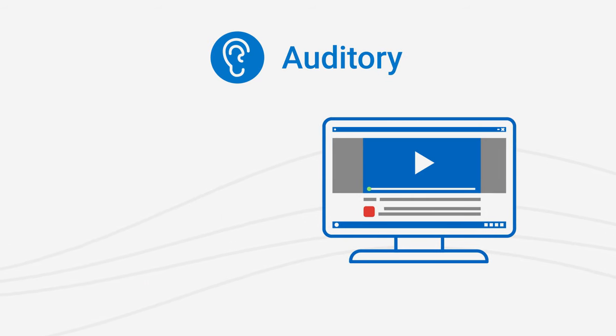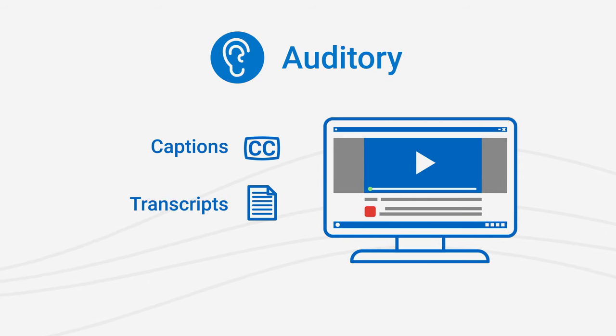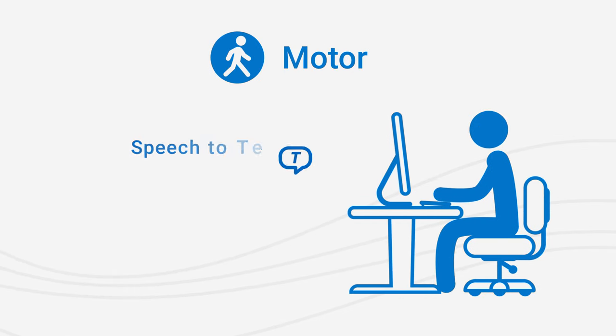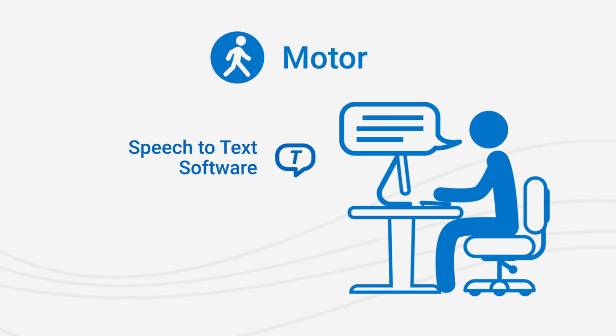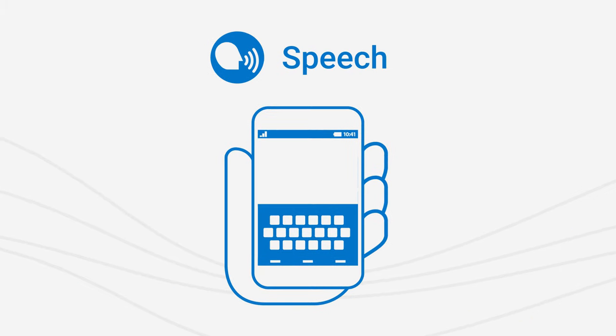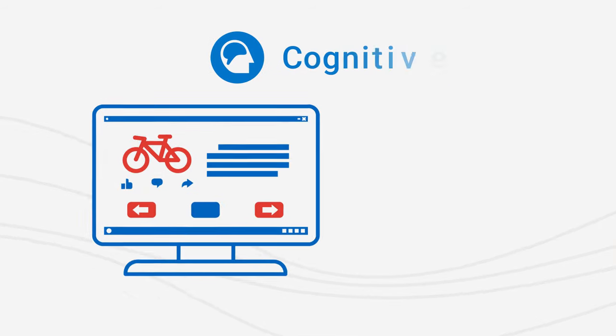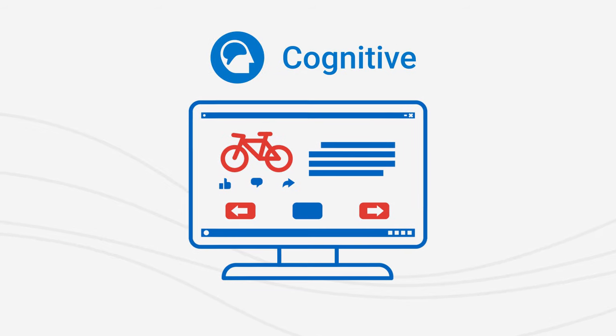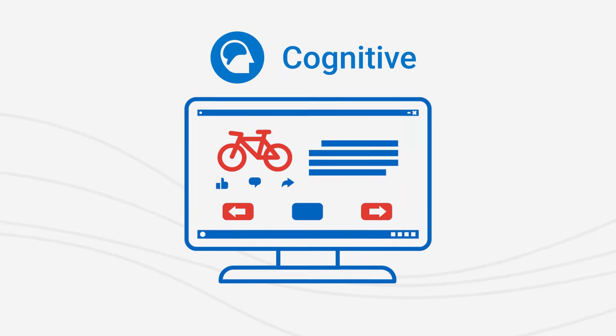People with auditory disabilities often rely on captions or transcripts for video content. People with motor disabilities might require speech-to-text software or keyboard-only interactions. People with speech disabilities require a non-vocal means of interaction. And finally, people with cognitive disabilities often require thoughtful and organized layouts with clear direction.